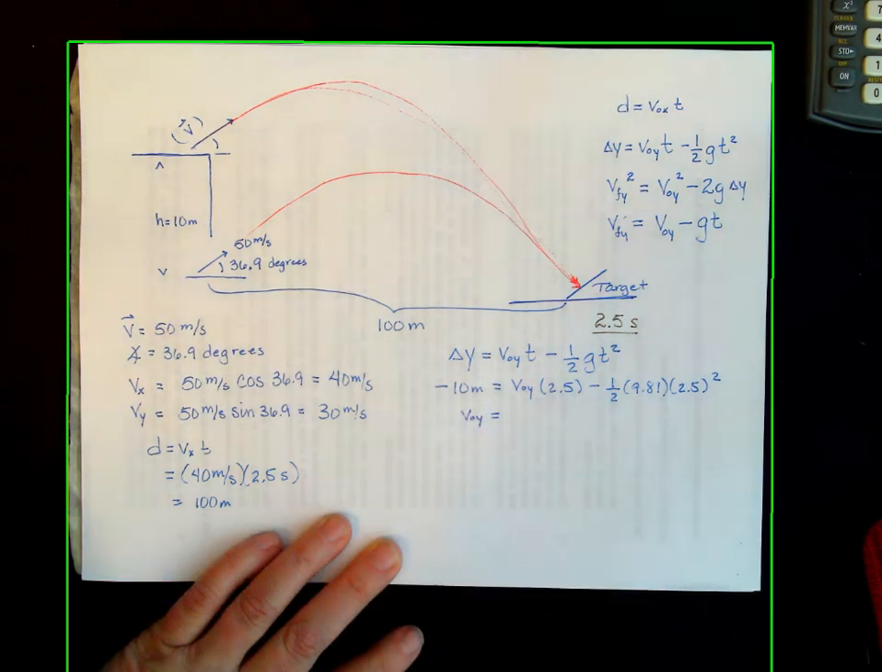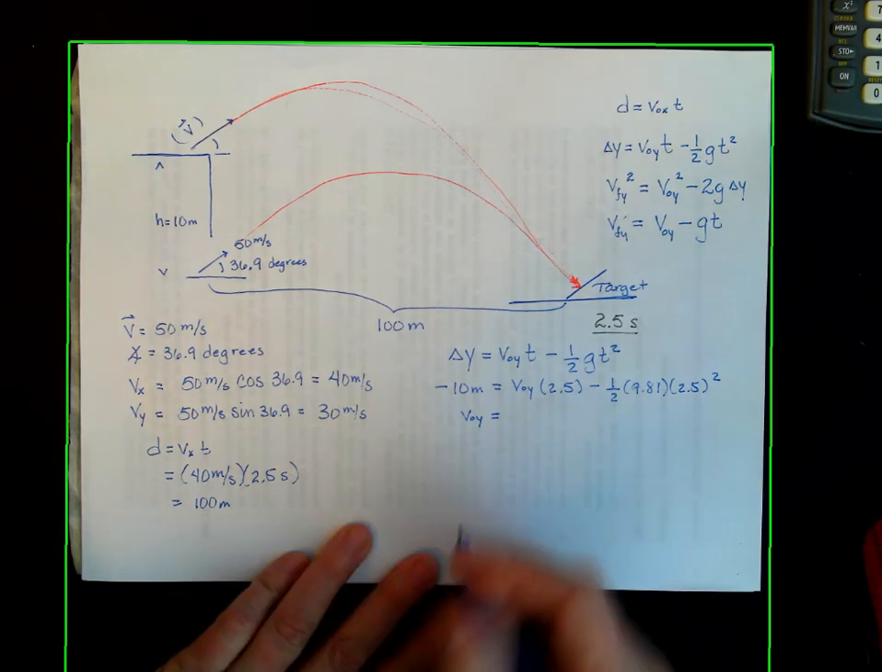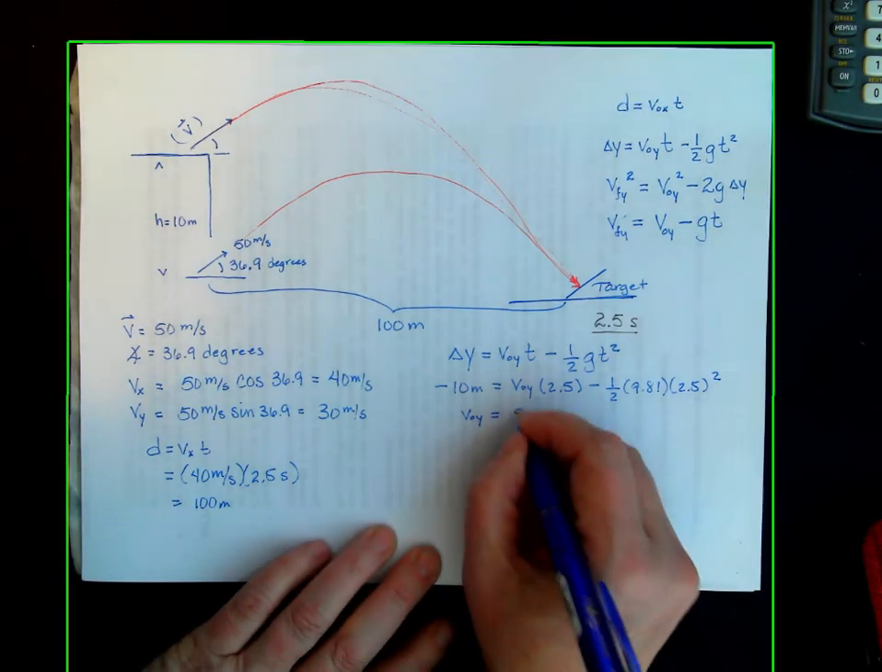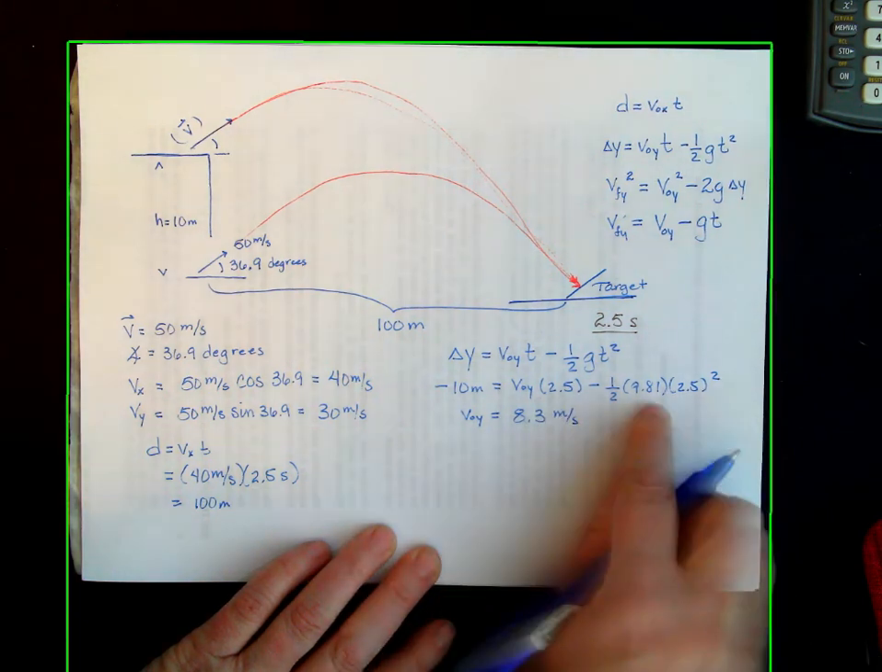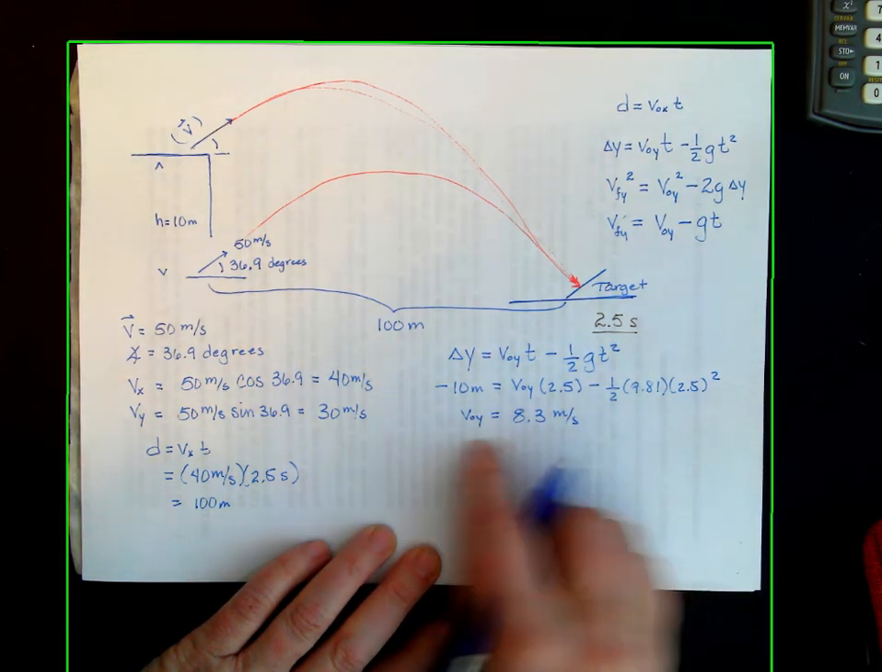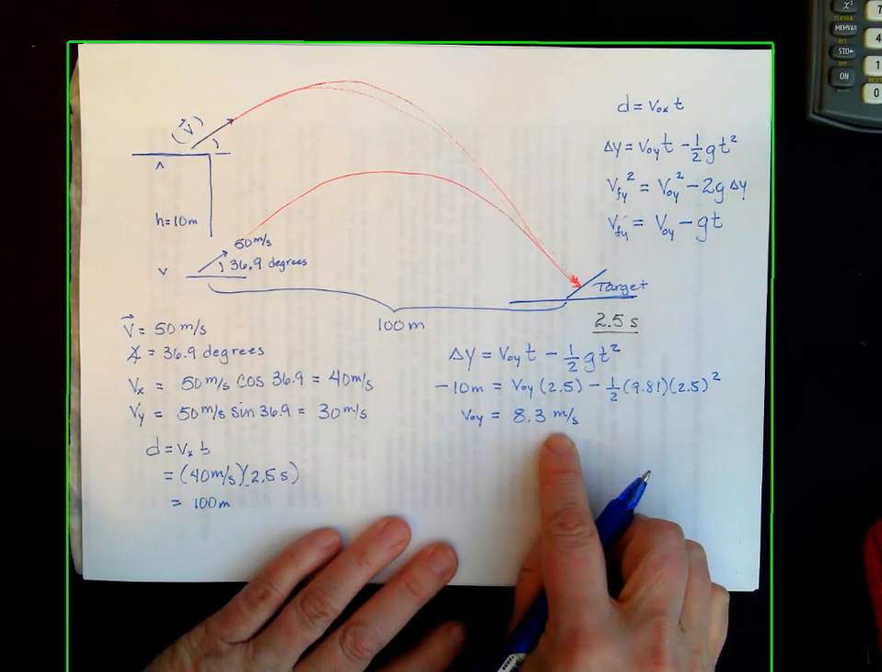I'm not going to go through all of the steps, and I'm going to let you do that particular calculation and make sure that you get it. But when I do this, I get 8.3 meters per second. So go through and do the arithmetic and see if you can get that 8.3 meters per second. So that gives me my initial velocity in the y.